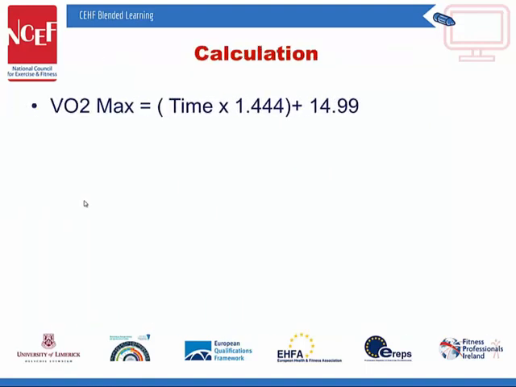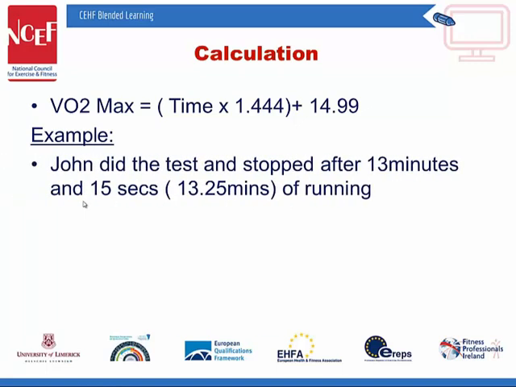Calculation then, not too bad. This time, VO2 max equals the time multiplied by 1.444, in brackets, plus 14.99. And again, as usual, we will do whatever is in the brackets first. So, for example, John did the test and stopped after 13 minutes and 15 seconds of running. That's 13.25 minutes. Okay, so that's John's time.